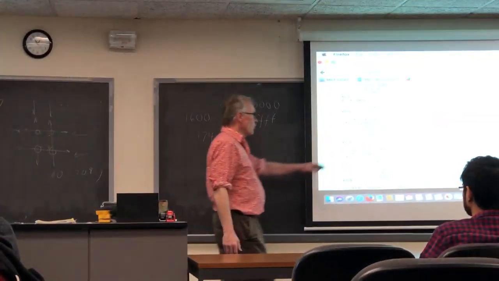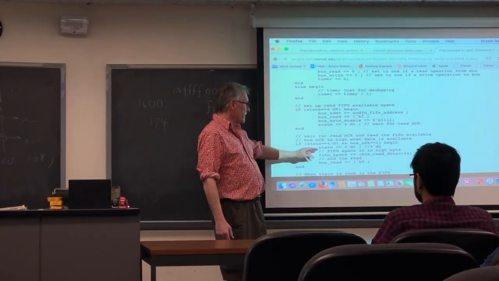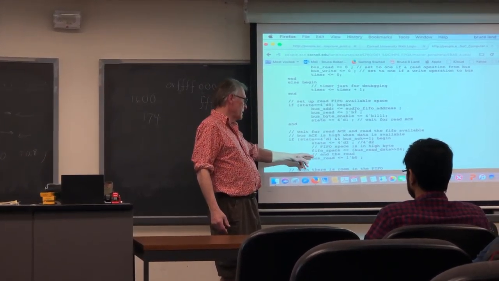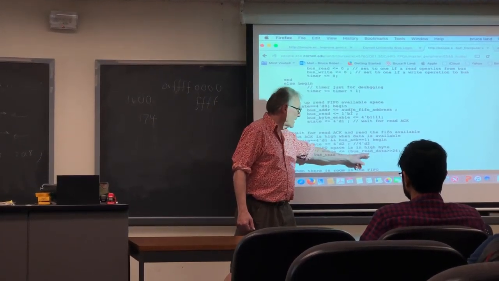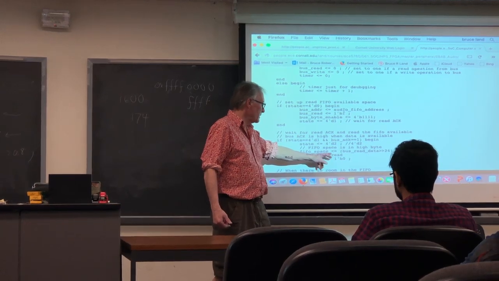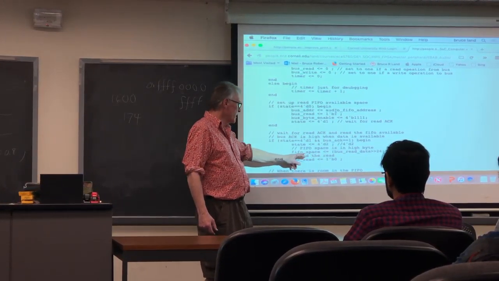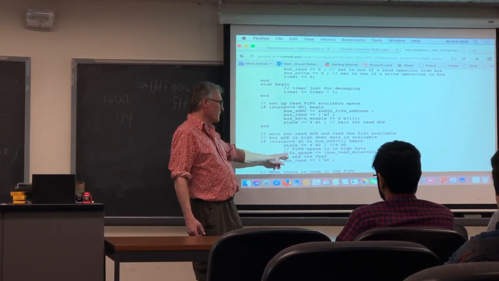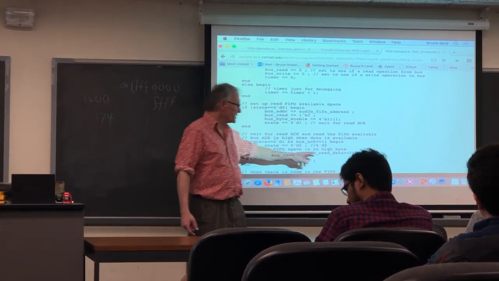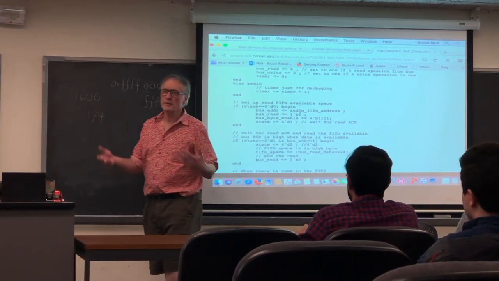When the bus ack is 1 and we're in this state, then we, of course, go to the next state. But we also do a bus read data. We take the bus read data signal and copy it into a variable called FIFO space. But we also shift it 24 bits because we want the higher byte.